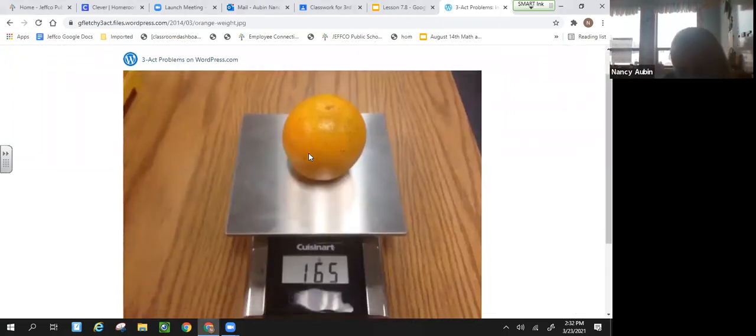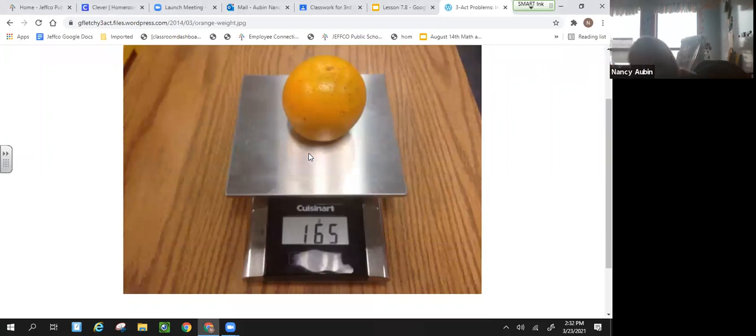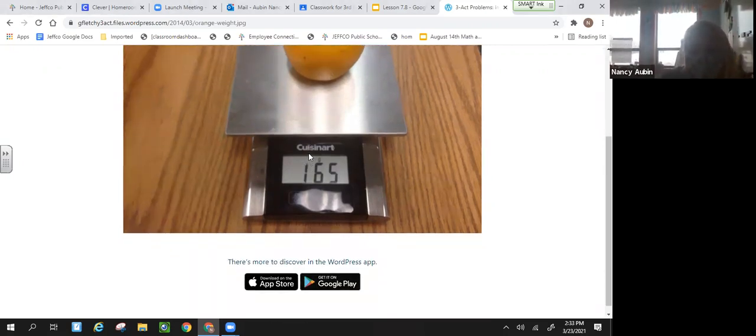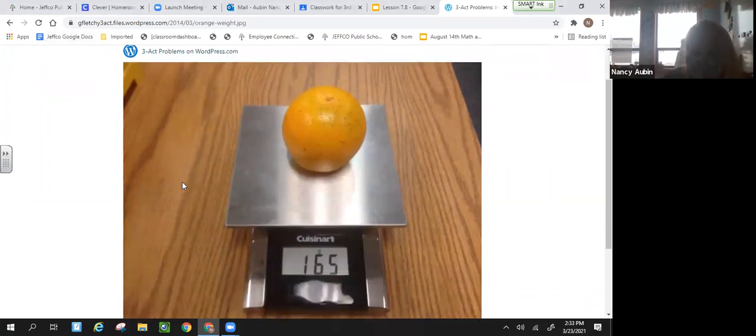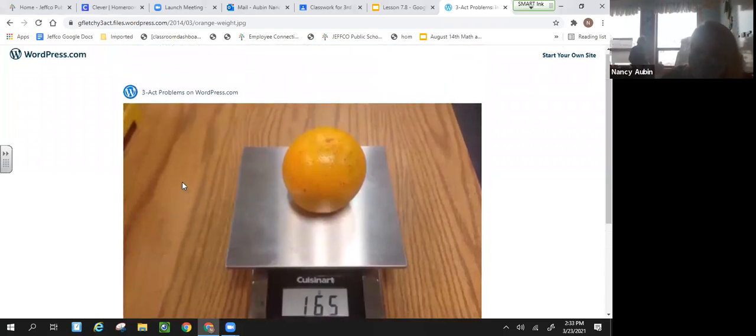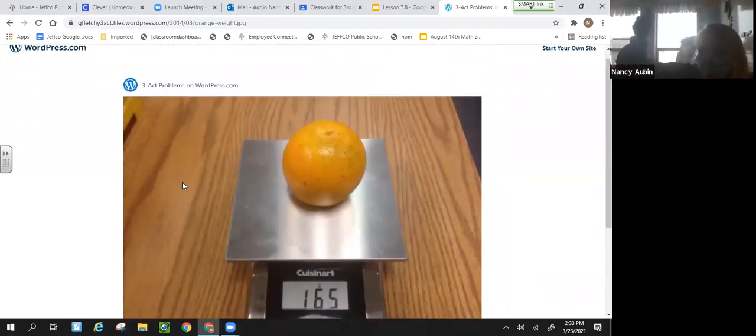Here's grams. 165 grams. Is there not a decimal there? And then, so write it down. The orange is 165 grams. Show me if your estimate was too high. Show me if your estimate was too low. Okay.